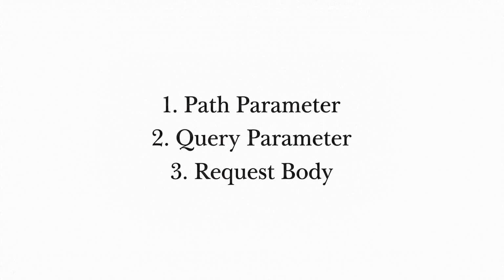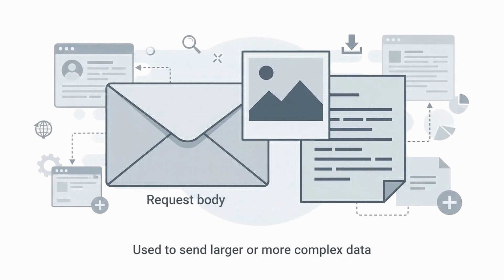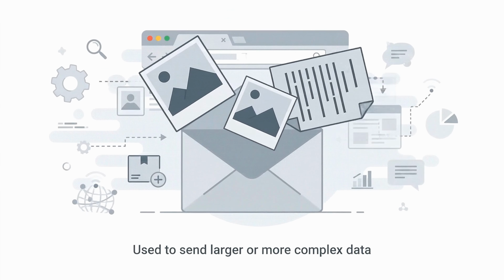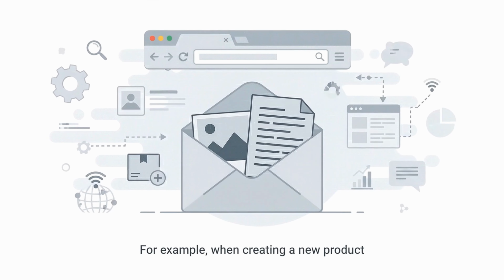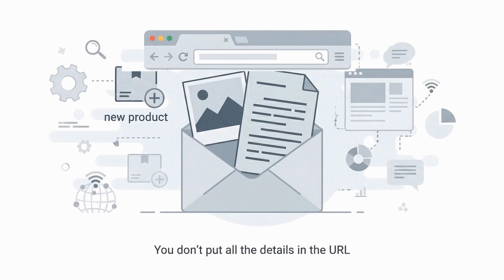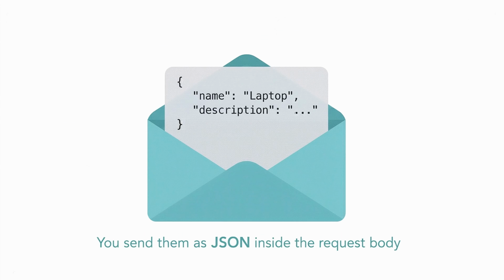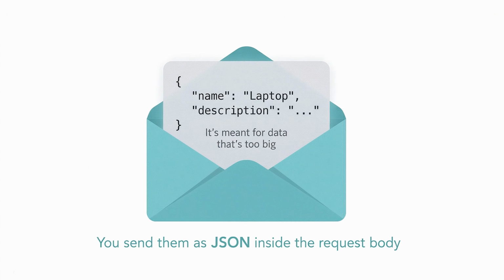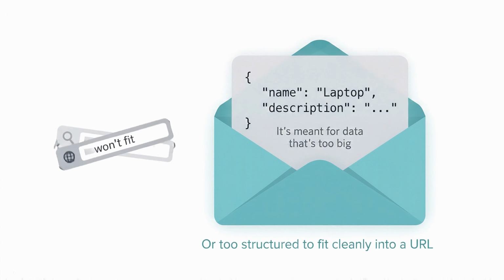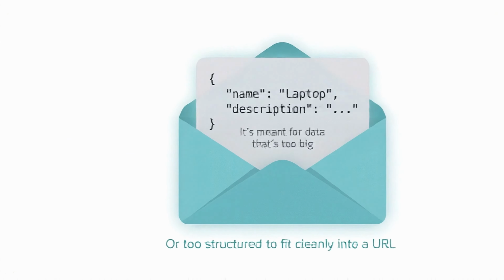The request body is used to send large or more complex data. For example, when you are creating a new product, you don't put all the product details in the URL. You send them as JSON inside the request body. It is meant for data that's too big or too structured to fit cleanly in the URL.